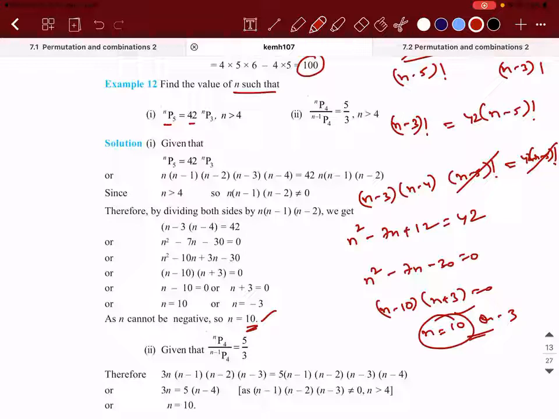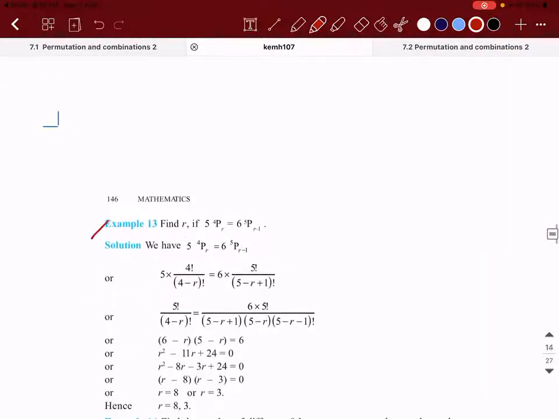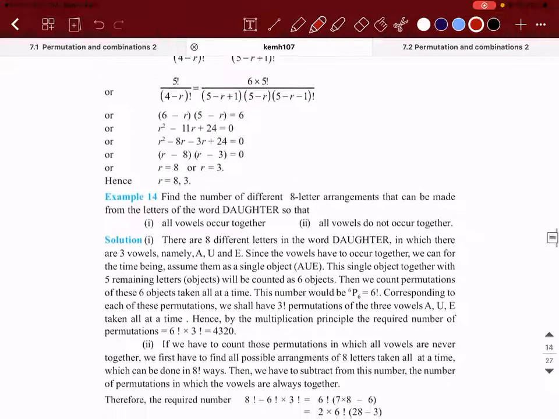So nP4 divided by n minus 1 P4 is equal to 5 by 3. I think you guys can solve this, right? I'm leaving it to you. So this one also I already gave you the logic. It's all better.